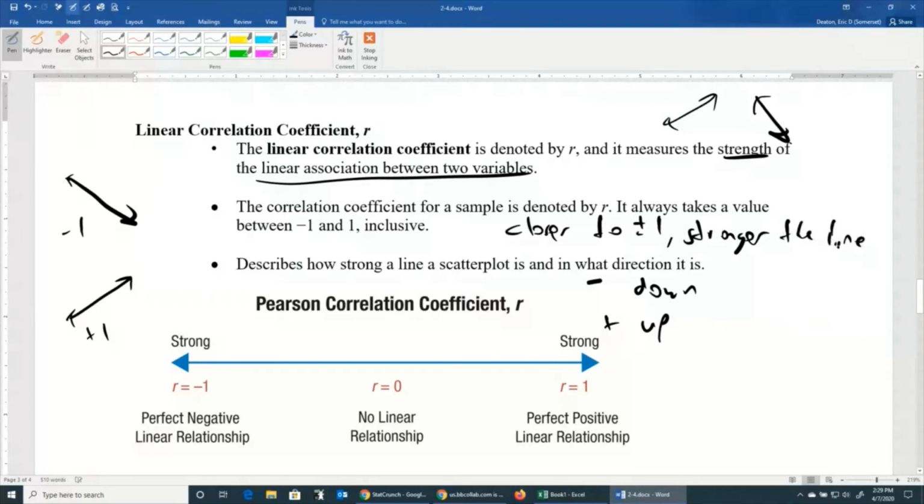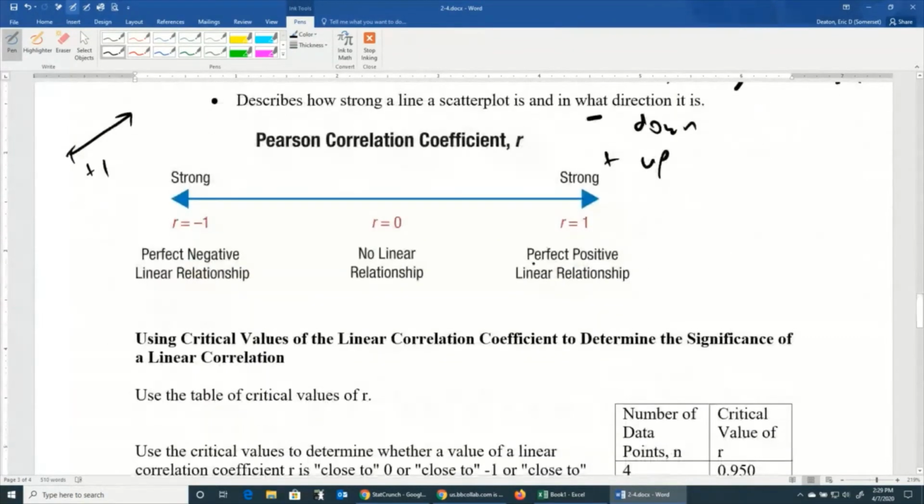The formula is messy, and I'll show you that in a different video. It's too messy, so I'm going to use technology. Here's a little diagram that helps out a whole lot. The closer r is to 1, if it actually becomes 1, then it's a perfectly positive linear relationship. If it's exactly -1, then it's a perfectly negative linear relationship. If it's 0, there's no linear relationship.